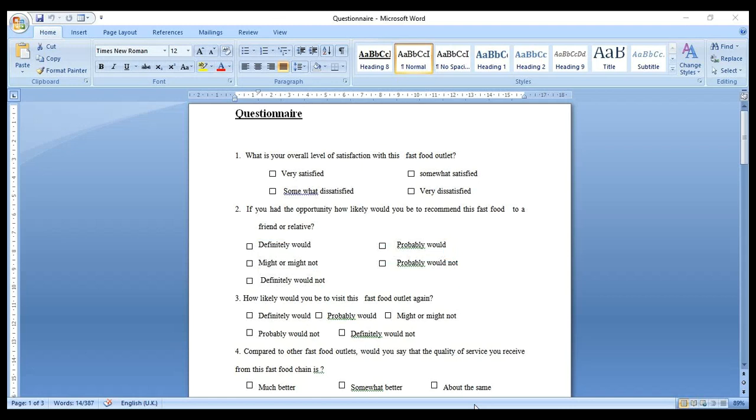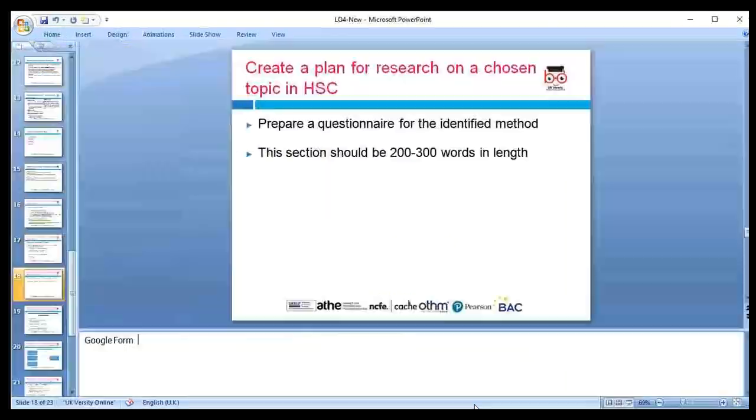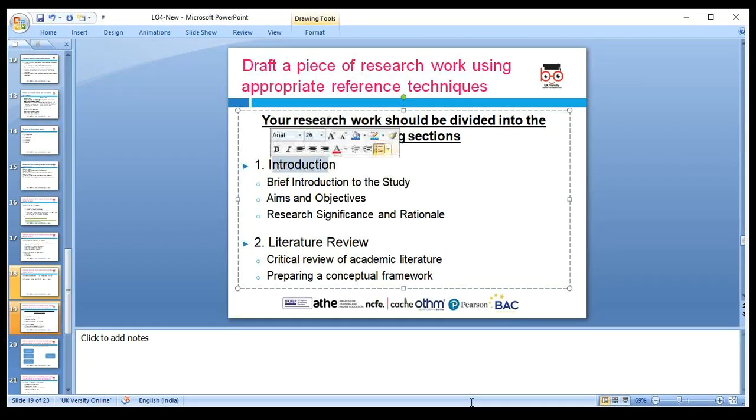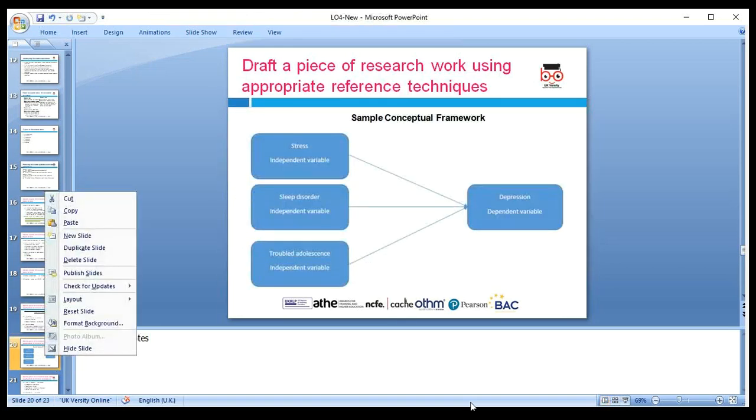Any questions? That's 200-300 words, yes? This section we can write. Okay, draft a piece of research. Your research work should be divided into introduction, literature. That's the main thing. So when it comes to this task, we can divide it accordingly. We need to draft a piece of research using the appropriate reference technique. So we need to make sure we have references.